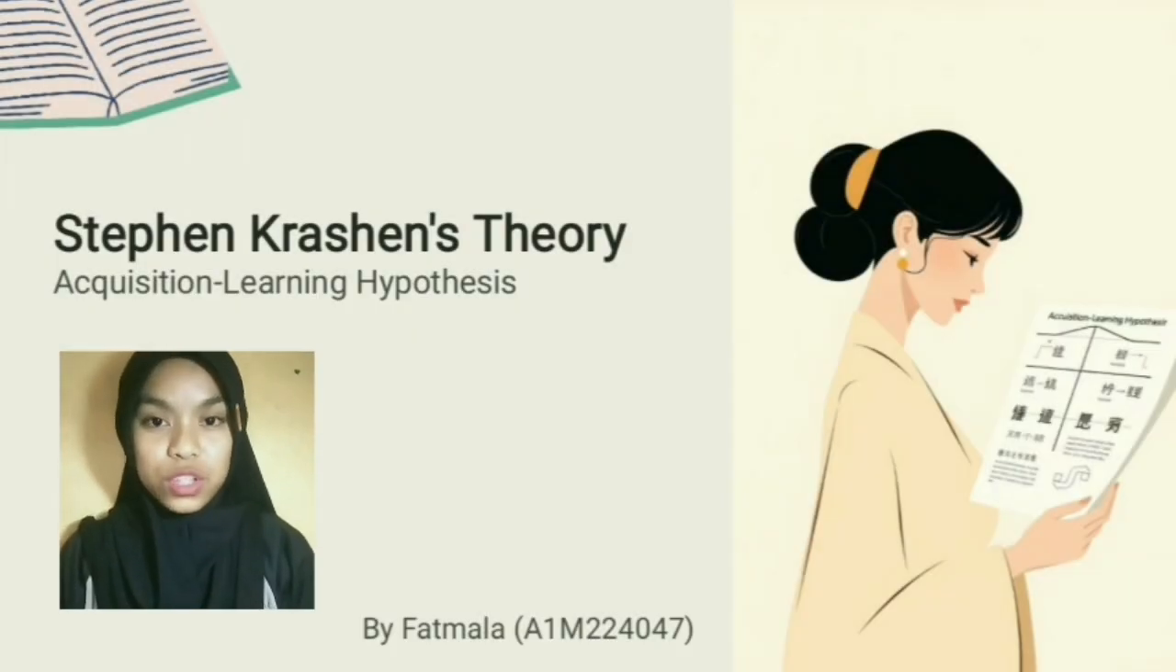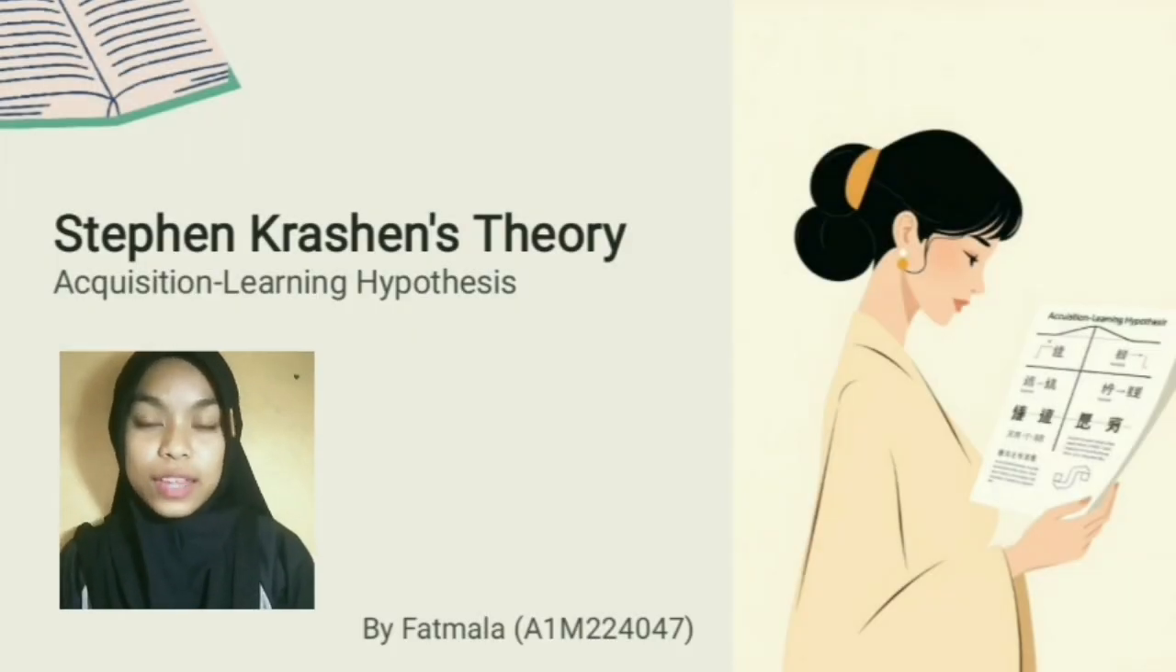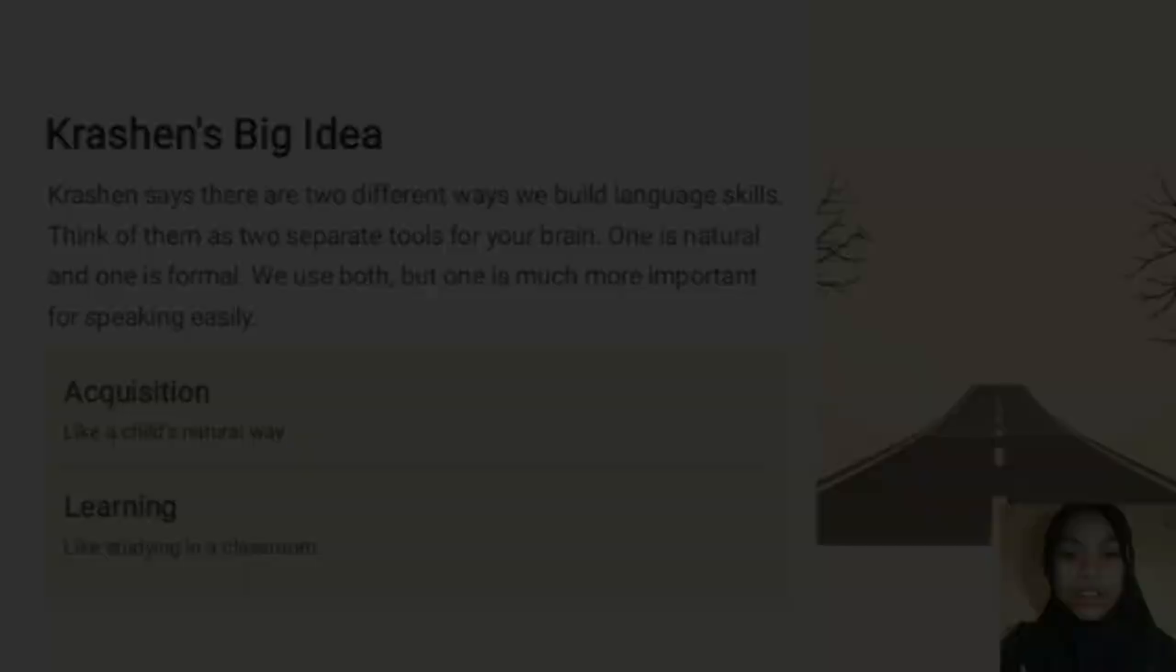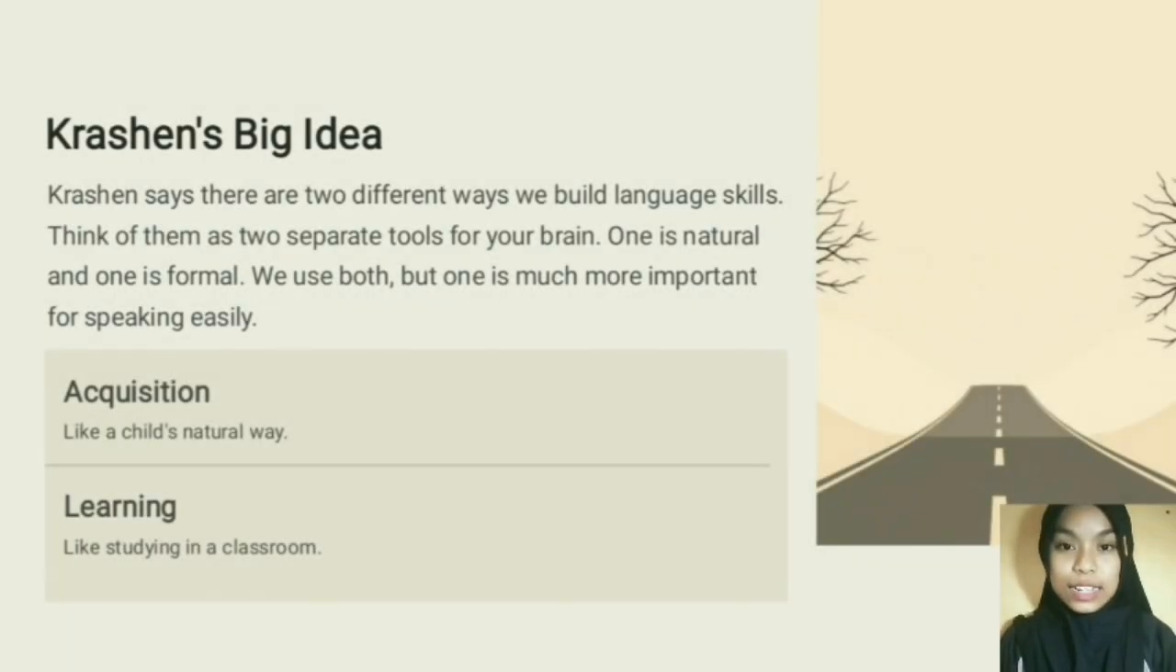Today, I want to explain one of Stephen Krashen's theories. It is called the acquisition learning hypothesis. I will try to make it simple and easy to understand. Krashen said that there are two ways people can learn a second language.